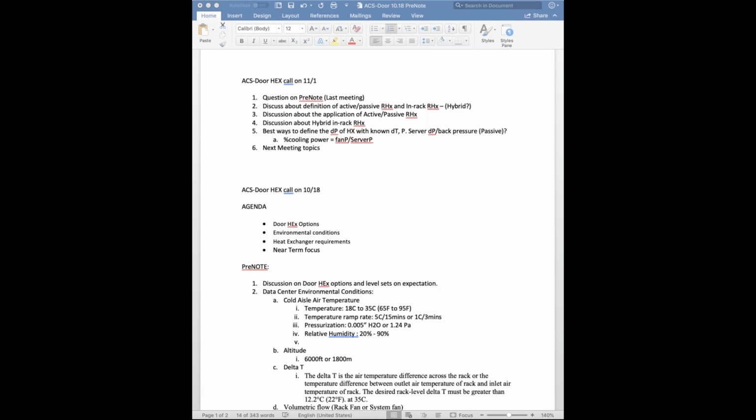Yep, sounds good. Awesome. But I guess one of the downsides for the hybrids compared to active or passive rear heat exchanger is, I think someone mentioned the cost, right? I think one of you mentioned the cost, right?